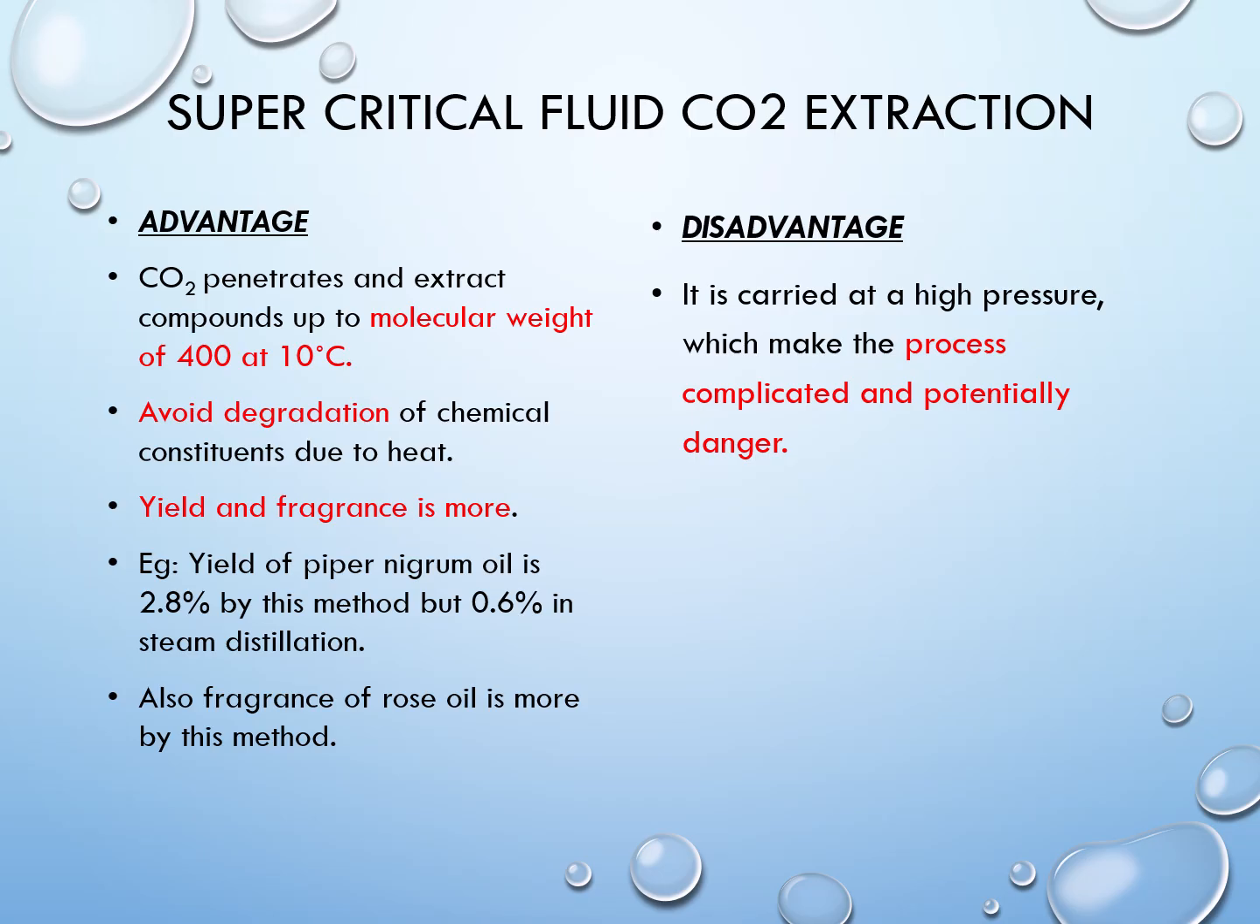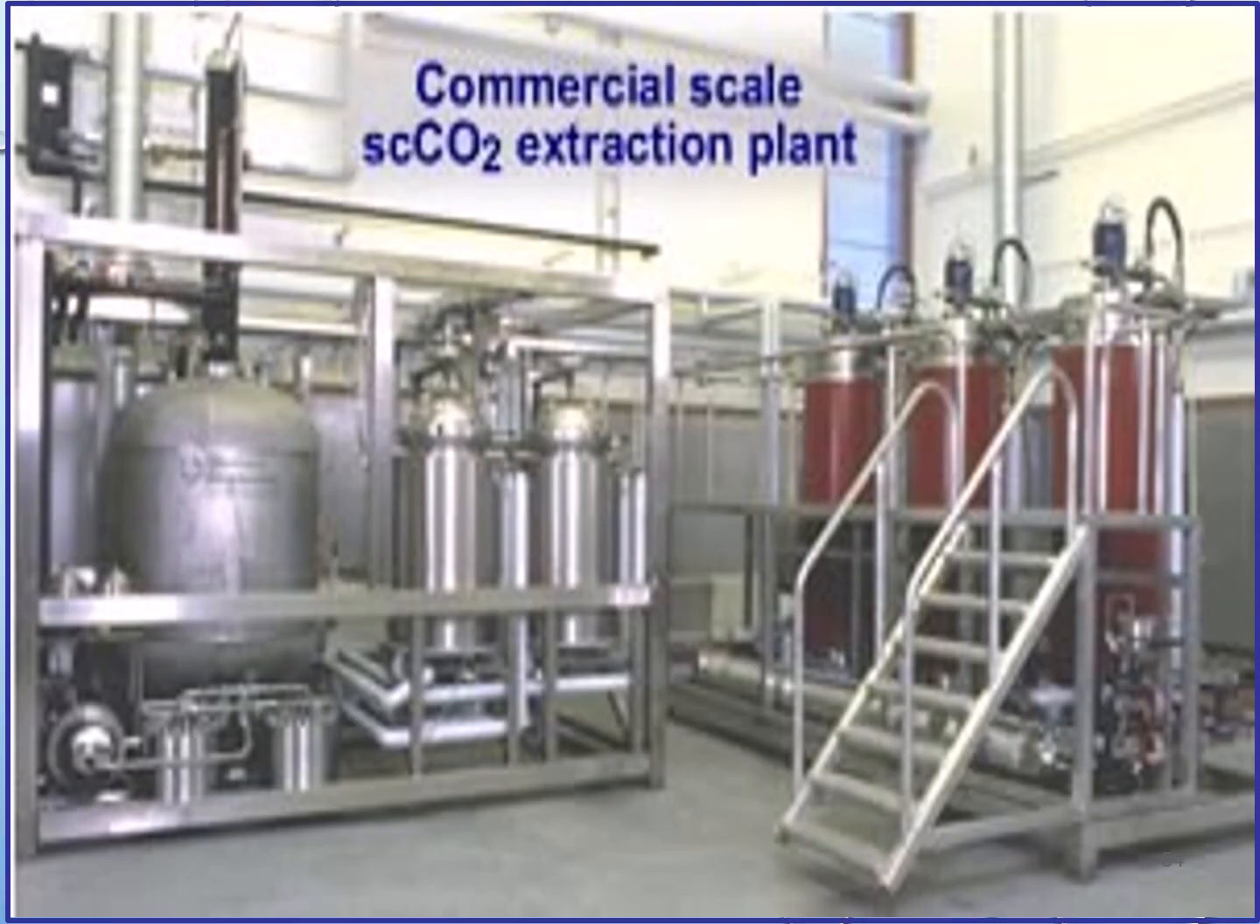And the third, the yield and fragrance of volatile oil is more when compared to the other traditional extraction methods. For example, the yield of piper nigrum oil is about 2.8% in supercritical fluid extraction, whereas it is only 0.6% in steam distillation. Similarly, the fragrance of rose oil is more when obtained by this method. Coming to the disadvantage, since it is carried at a high pressure, it makes this process complicated and potentially dangerous when compared to the other traditional methods of extraction of volatile oil. This is the picture of a commercial scale supercritical fluid carbon dioxide extraction plant.